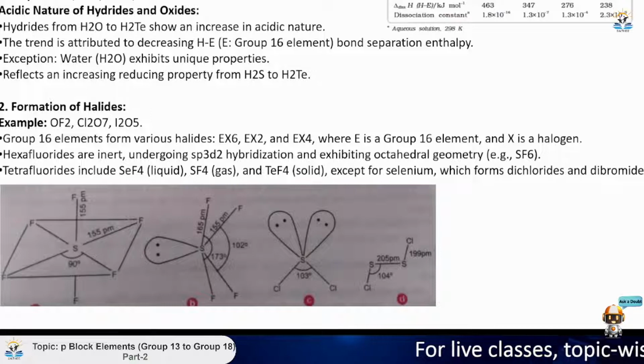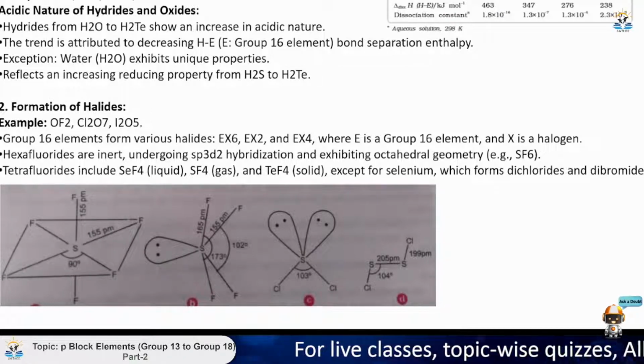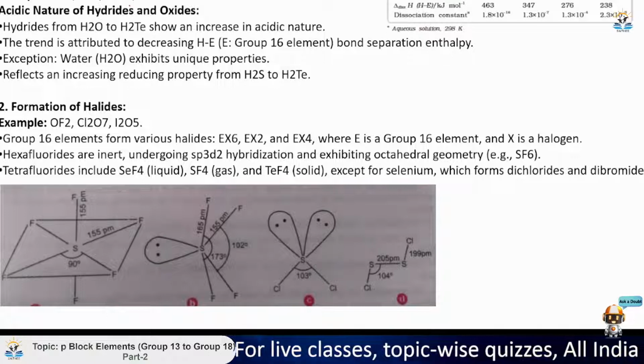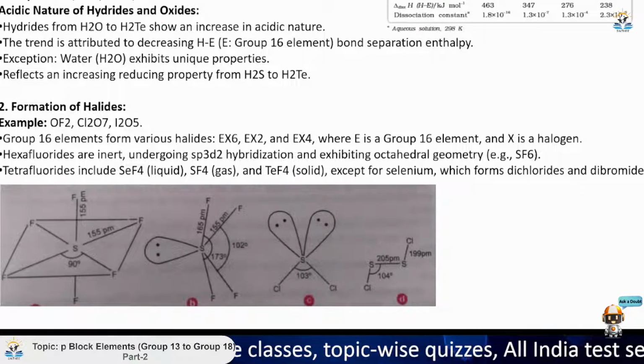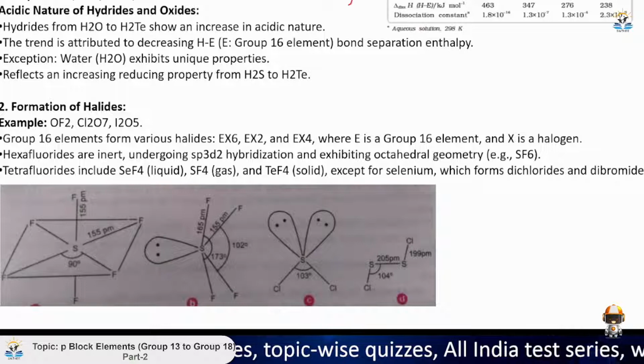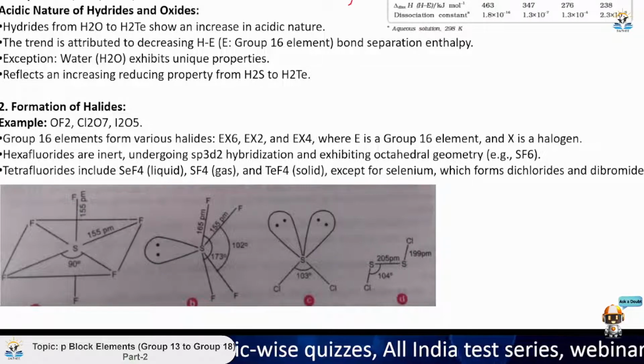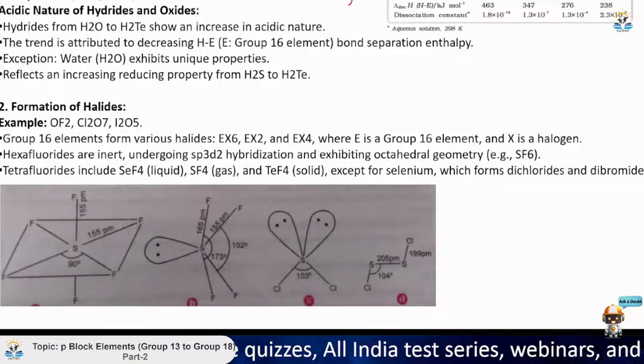And first, I would like to start talking about its hydrides. So, the hydrides are H2O, H2S, H2Se, and H2Te, particularly. And if we see, this is a note about this from the godfather itself, from NCERT.